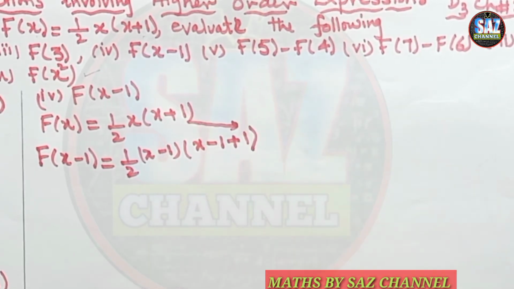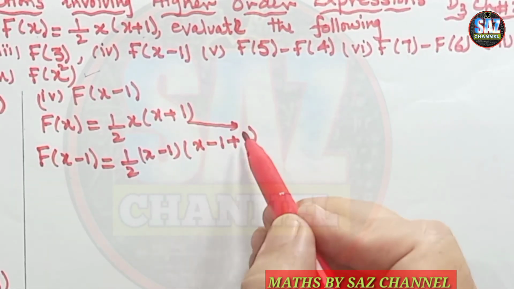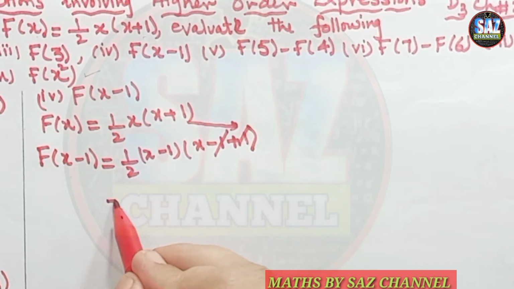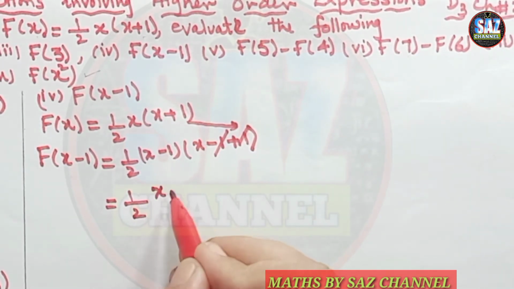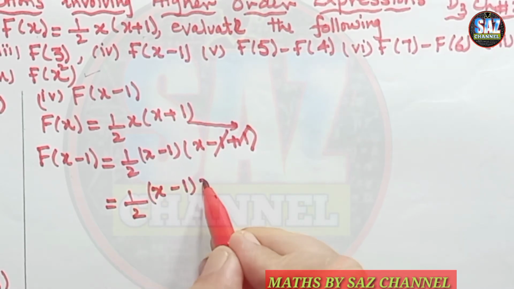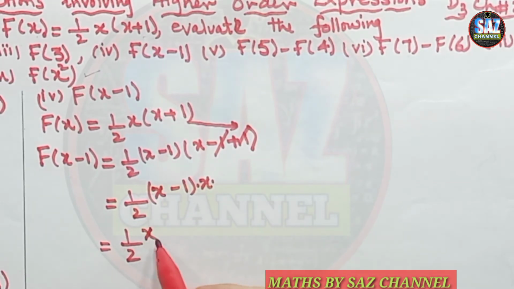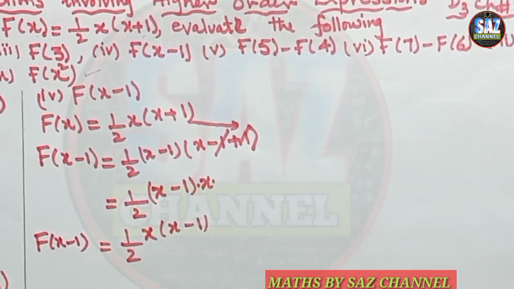We have to copy it as it is. Now this 1 and 1 are having the opposite signs. We can simplify them, and the right hand side will take the form half into x minus 1 into x, or it's better to write the single term in the beginning. It will take the form half x into x minus 1 equals f of x minus 1. I hope you are clear about this part.